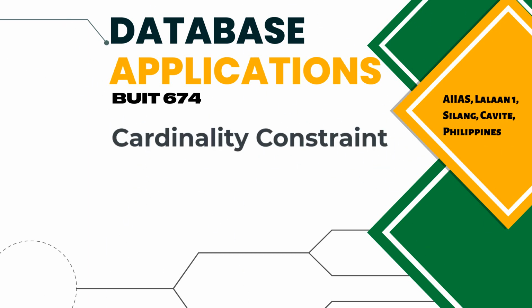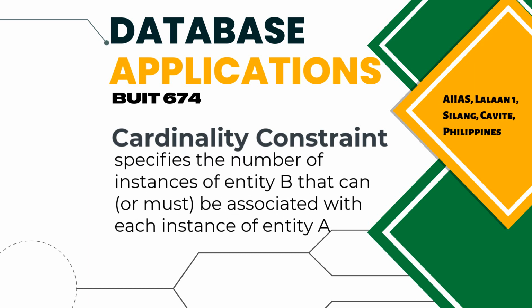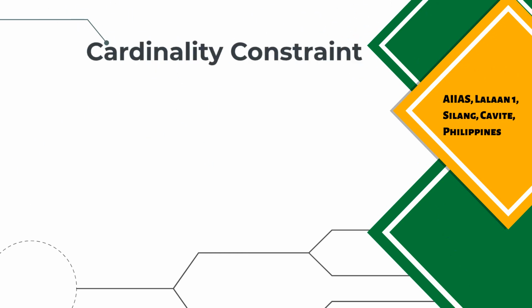There is one more important data modeling notation for representing common and important business rules. Suppose there are two entity types, A and B, which are connected by a relationship. You have seen that many times. A cardinality constraint specifies the number of instances of entity B that can or must be associated with each instance of entity A. So that is what we are going to learn about in this unit: all about cardinality constraints.